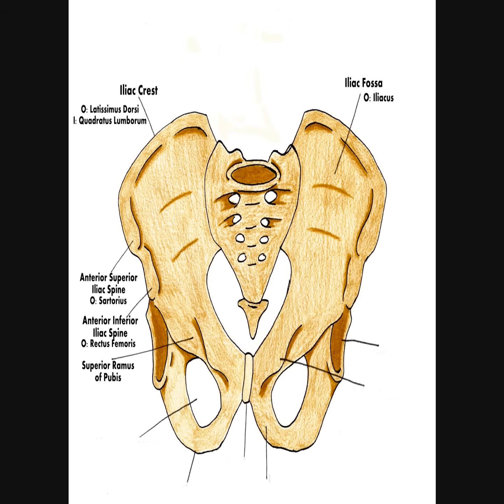The insertion of this structure is on the posterior side of the femur, and it's actually named after this muscle. The insertion is the pectineal line. The muscle that originates here is the pectineus. Kind of sounds like a muscle in your chest. Pectineus originates on the superior ramus of the pubis.